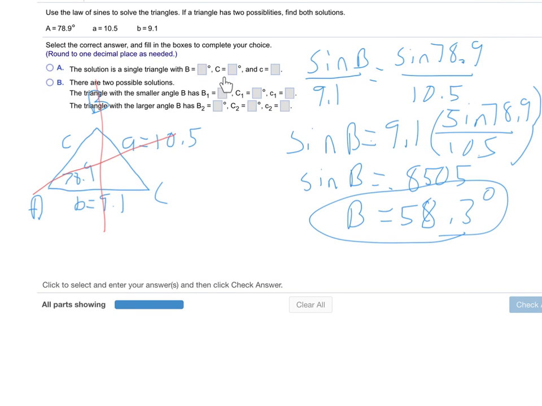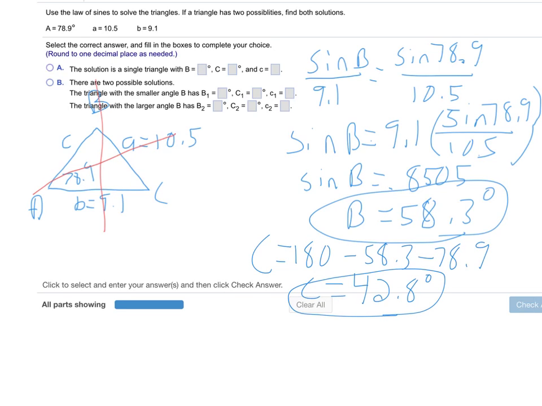C is real easy. We now know two angles, angle A and angle B. To find angle C, we just take those two angles from 180. So angle C would be 180 minus the 58.3 minus the 78.9. So C would be 42.8 degrees. So I've got another part of this. The only thing left to find is this side c here.